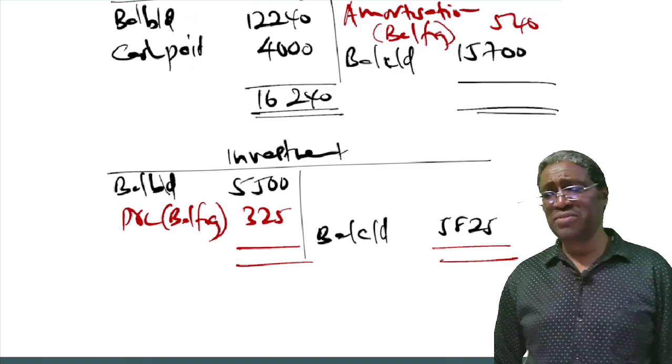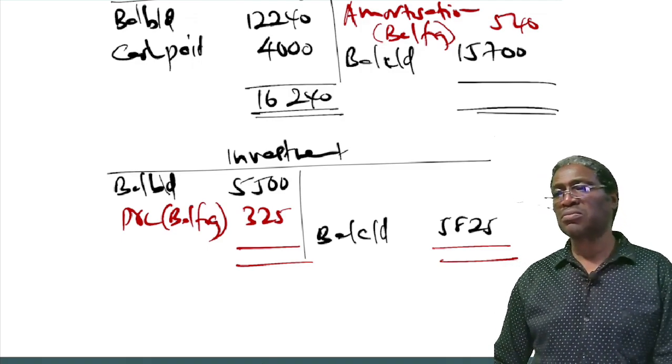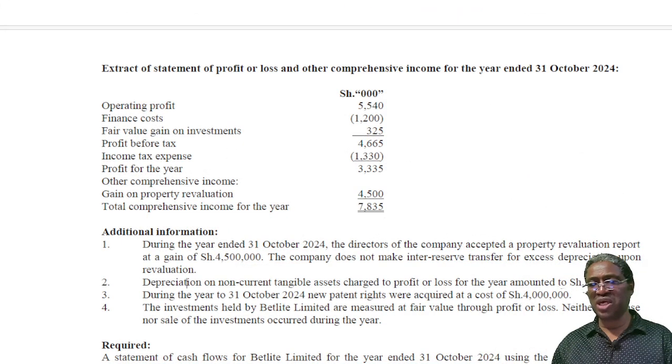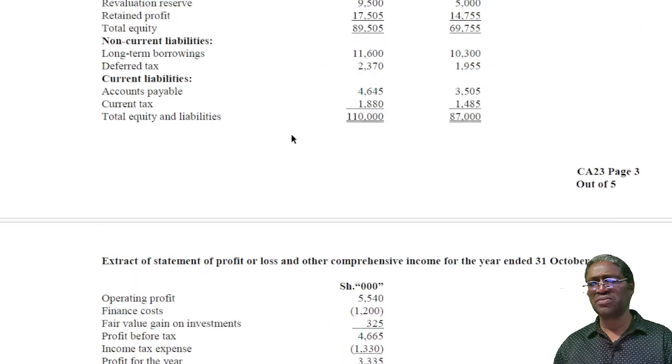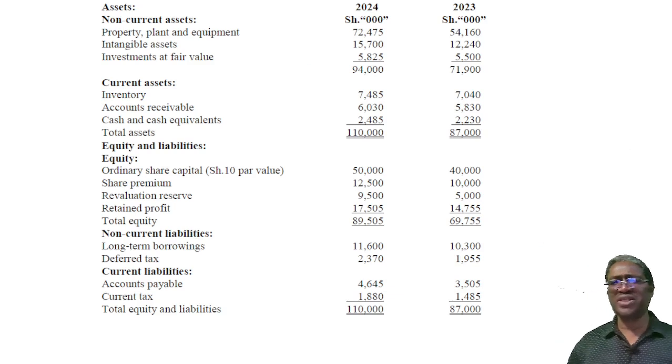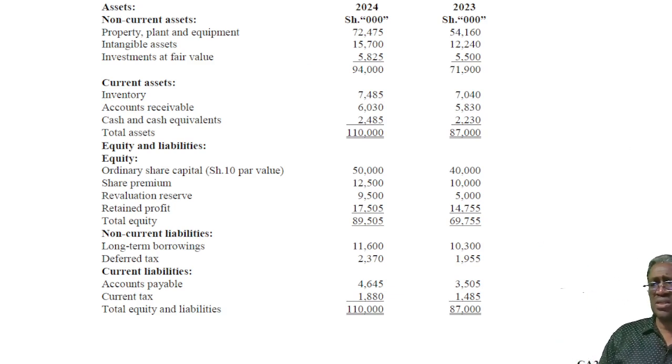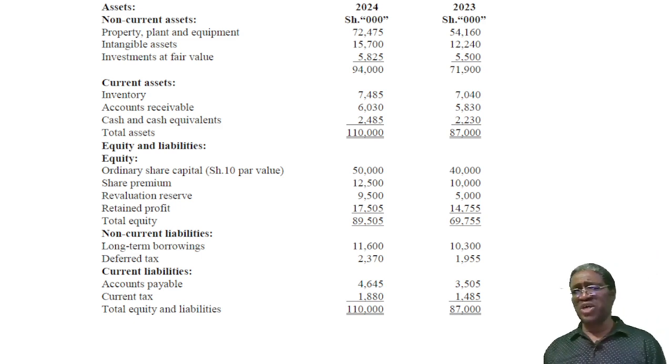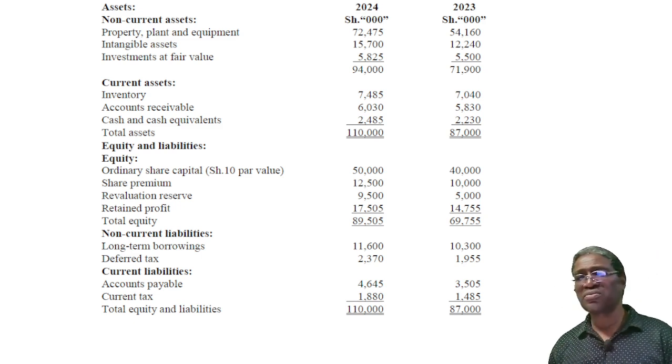Let's go to the next item, see whether there is any workings to be done. Let's go to the balance sheet. I'm trying to analyze the balance sheet. If you look at the balance sheet, the next item is among the current assets. For current assets, we have inventory, or what we can call stocks. Last year, you can see from the balance sheet, the stock was 7040. This year, the inventory was 7485. So there seems to be an increase in stocks.